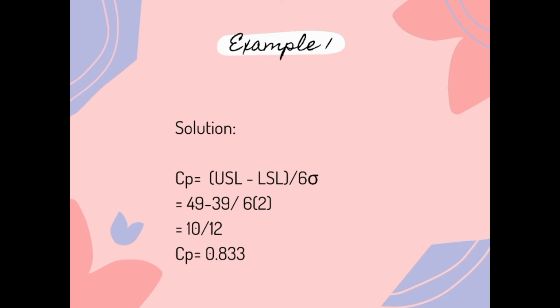So now let's solve for process capability. CP equals USL minus LSL over 6 standard deviations. So our value of USL equals 49 minus 39 for LSL over 6 times 2 for our standard deviation. So 49 minus 39 equals 10 over 6 times 2 equals 12. So our CP is 0.833. So this is now our answer. CP equals 0.833.